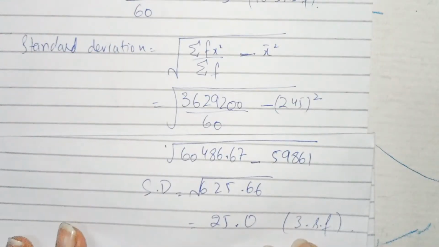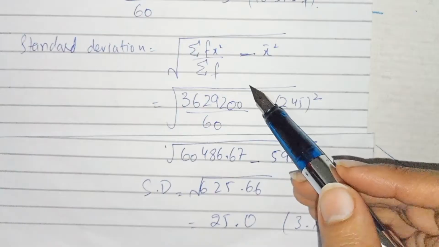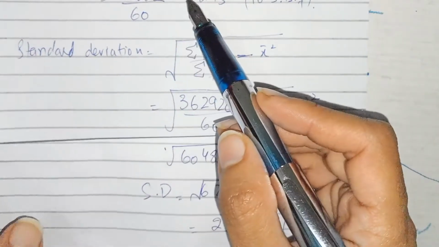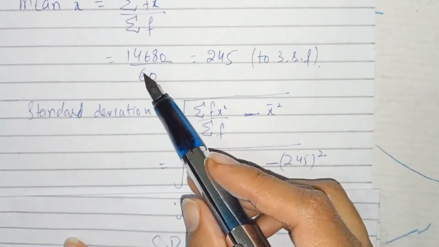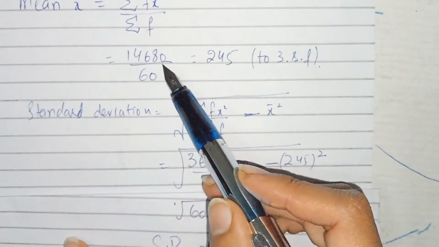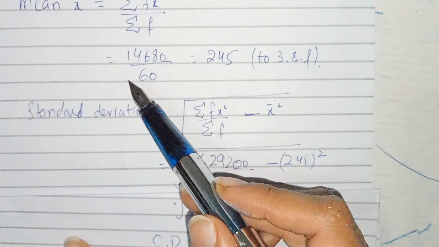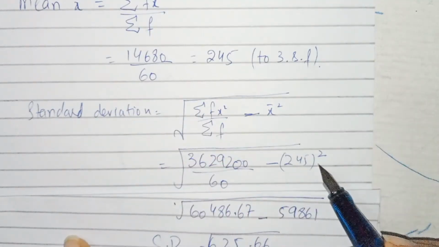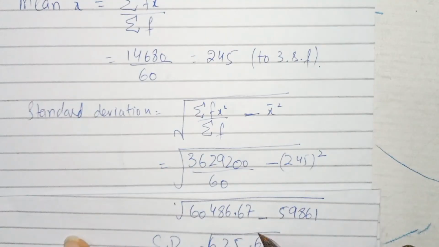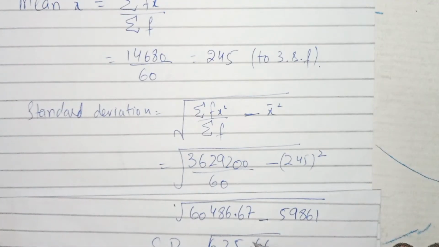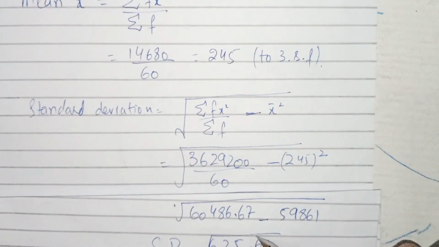Now one tip for these questions: you have to solve these questions according to the values which come on your calculator. When you divide 14680 by 60, whatever answer you get, you can take the square of that answer. Then you don't use the rounded values in your calculator. You use the accurate value, then you get the accurate answer. I hope you understand it.